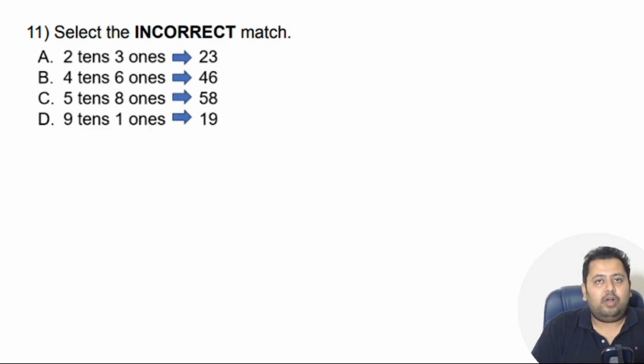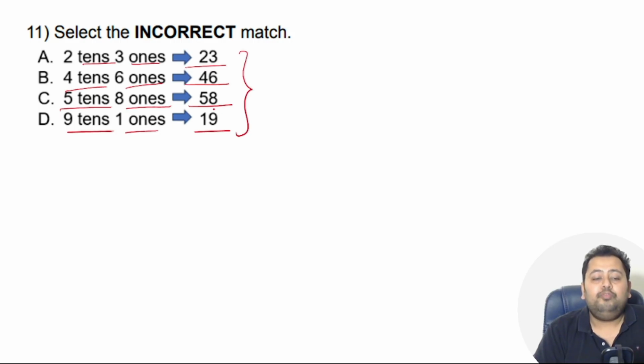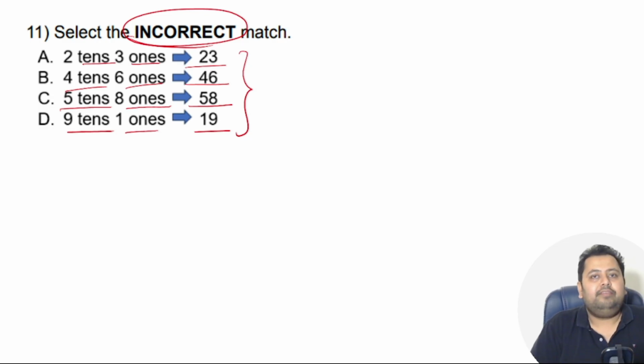I hope you are enjoying the video till now, and let's try and solve question number 11. Select the incorrect match. So 2 tens, 3 ones is 23. 4 tens, 6 ones is 46. 5 tens, 8 ones is 58. 9 tens, 1 ones is 19. Now you have to find out which one is incorrect. So just go through, solve it for yourself, and then look at the solution.